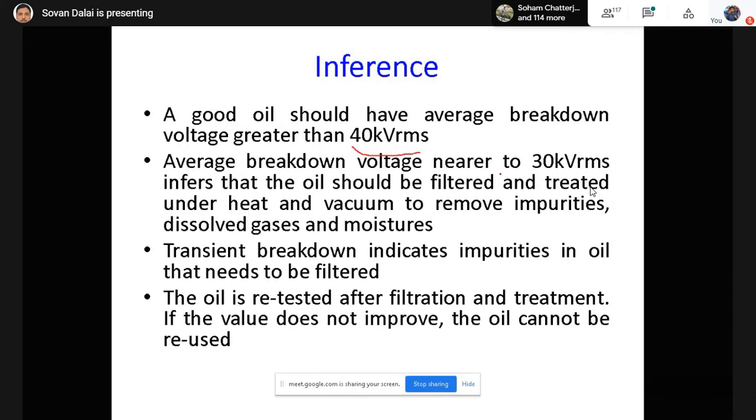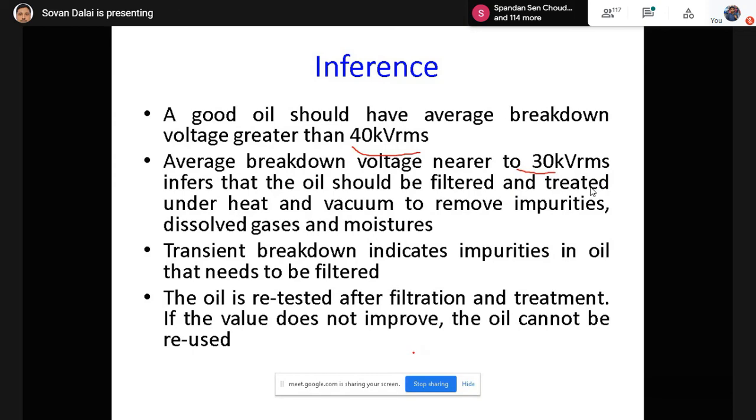If the average voltage is nearer to 30 kV RMS, it infers that the oil should be filtered, meaning more impurities are there. First, you have to remove the impurities, and again you have to test whether the breakdown strength of this oil is improved or not. If the breakdown strength is not improved, you have to replace the whole oil, because oil is basically the life of the transformer. So, transient breakdown indicates impurities in oil that need to be filtered. The oil is retested after filtration and treatment, and if the value does not improve, it is replaced.